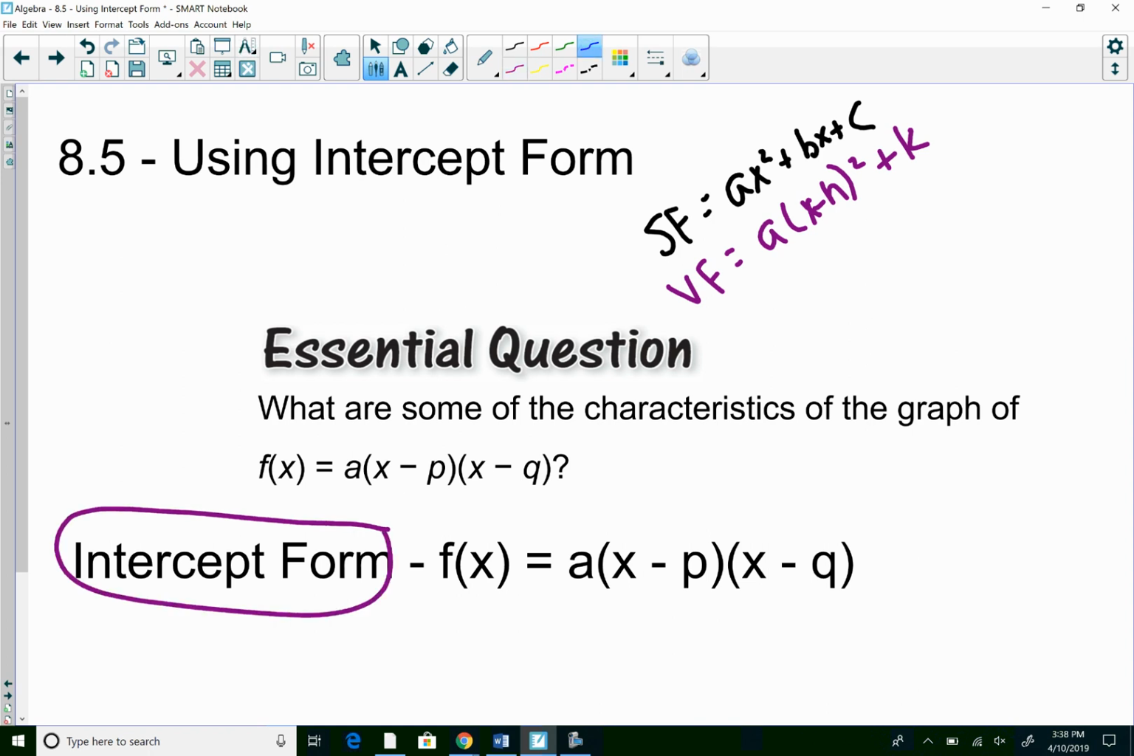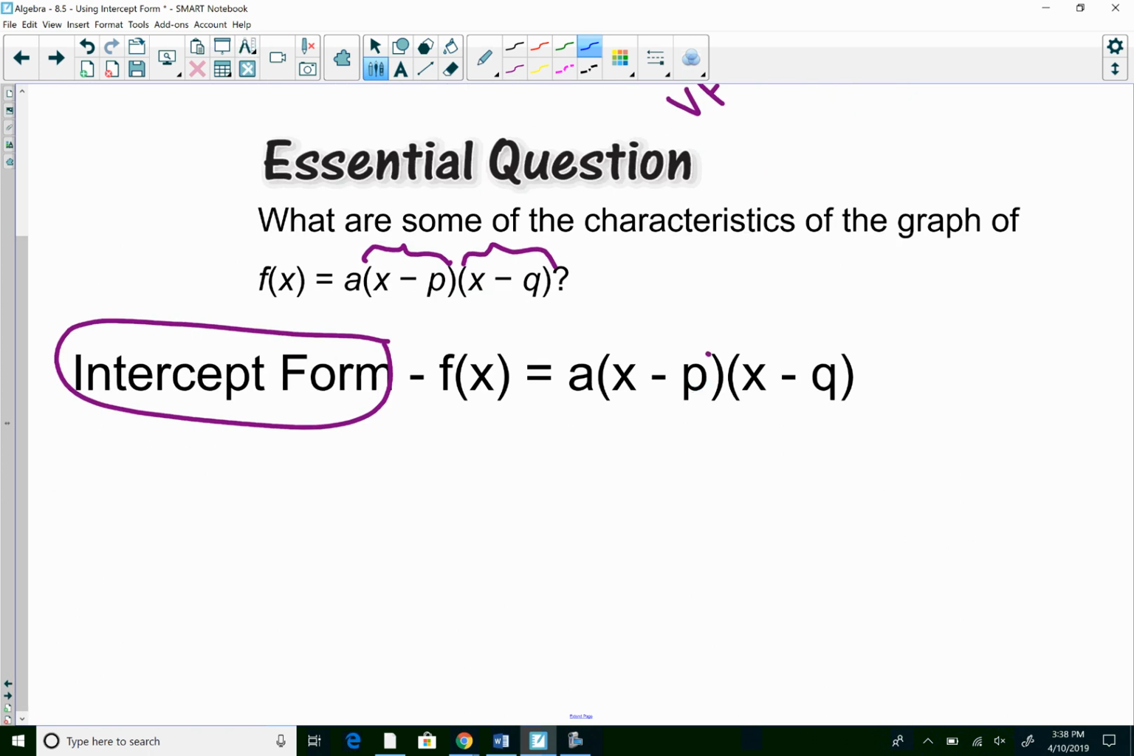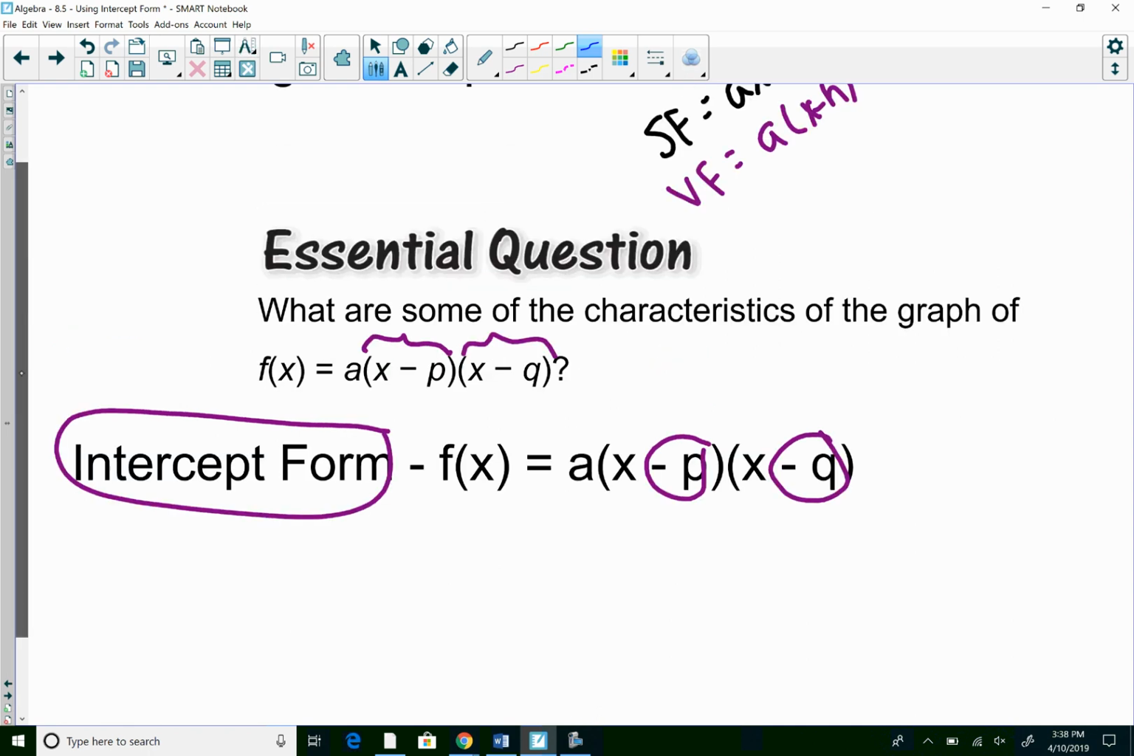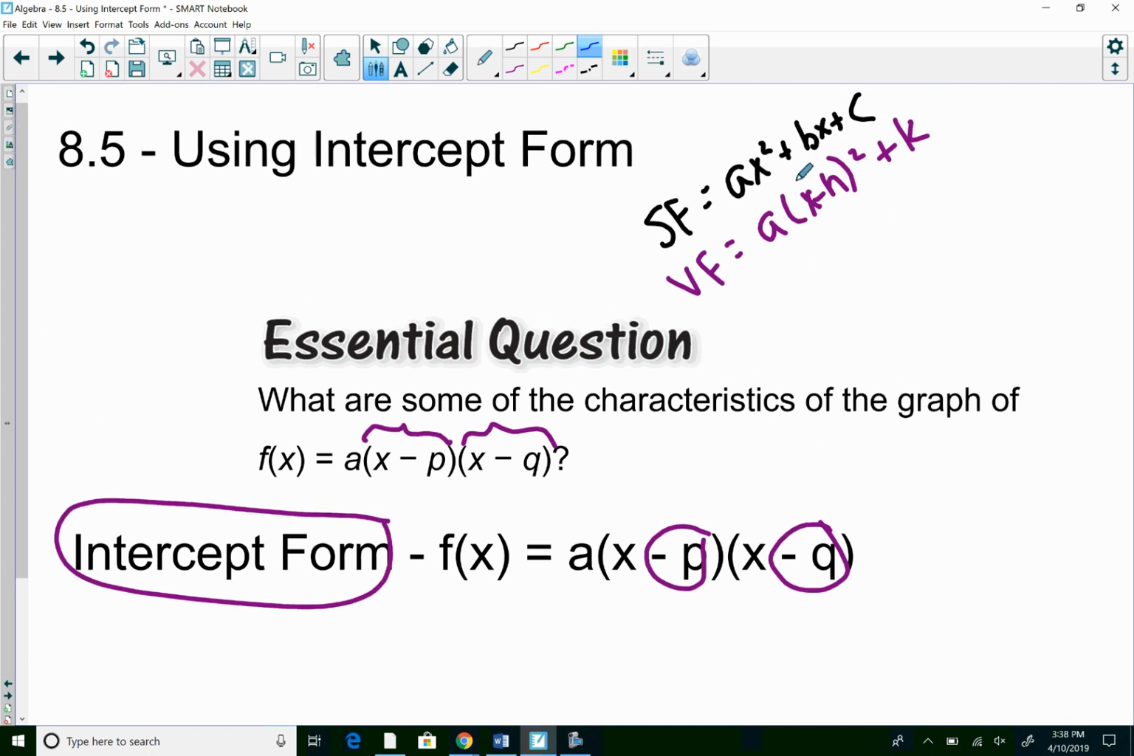Now what's happening here is you are just going to be given different factors, so it's in more of a factored form. The reason it's called intercept form is because this P and Q is where your graph is going to be crossing the x-axis. With vertex form, you were able to tell where your vertex was. That was H and K. Now with intercept form, you're going to be able to tell where your graph is crossing. So like this might be your Q value and this might be your P value.